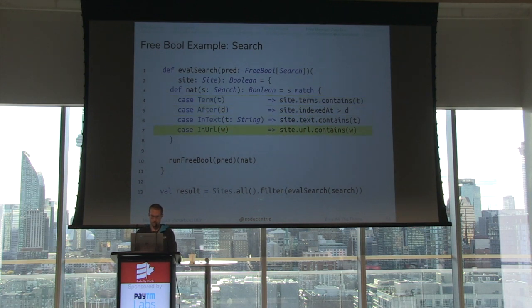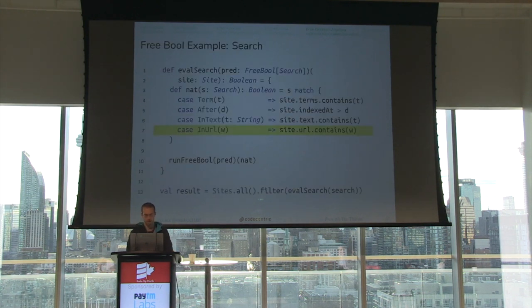Okay, but I think before this, let's talk about how we evaluate search predicates. We get a predicate that is just a free Boolean algebra over our search ADT and a site. Then we pattern match on S in the natural transformation. When it's a term, we look into the site's terms, and so on for the rest of the operations. Then we just call runFreeBool with a predicate and the natural transformation. You could, for example, filter all sites with our search predicate.